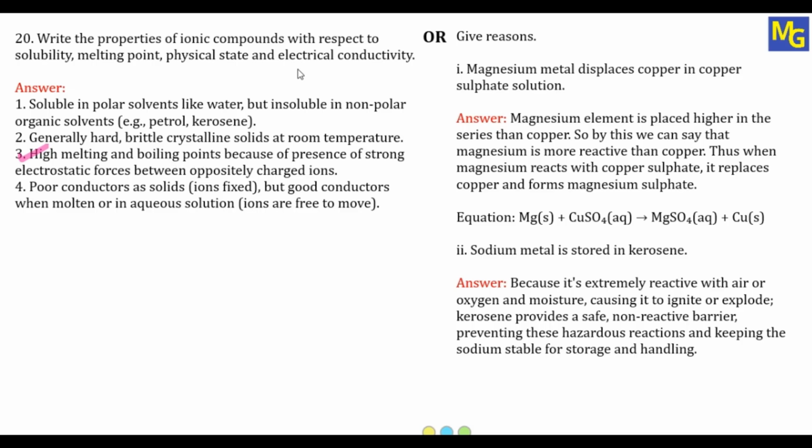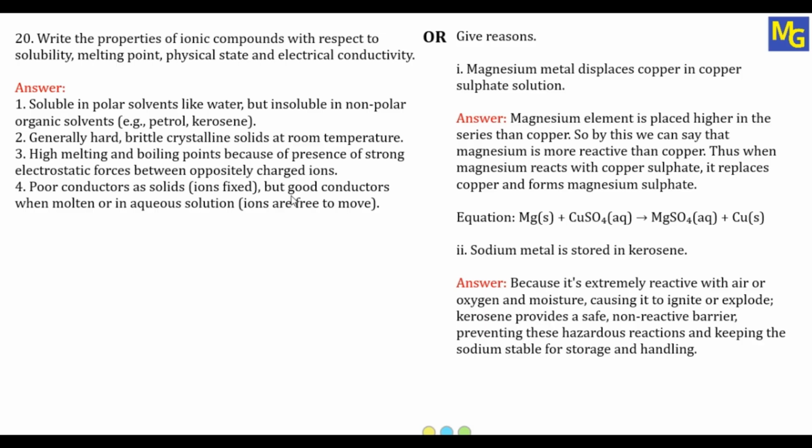Then the next one is about the conductivity. Here they have asked electrical conductivity. These ionic compounds are poor conductors as solid. Very important: whenever ionic compounds are in the solid state, the ions are fixed. These ions are not moving. They are not movable. They are fixed. And if the ions are fixed, there will be no free positive or negative ions, and if no free ions, it cannot conduct electricity. Therefore, these are poor conductors as solid.